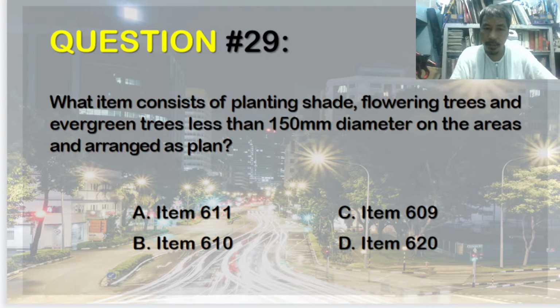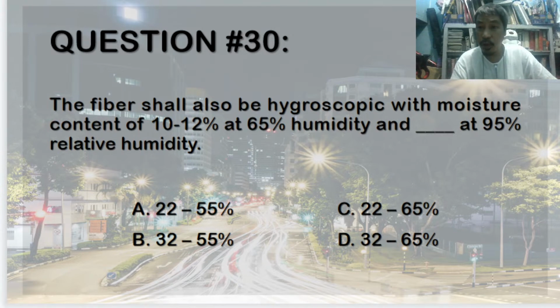Letter A is item 611, letter B item 610, letter C item 609, letter D item 620. Item 620 meaning chapter 6, section 20. Okay, that is for number 29. And that is the fifth question.